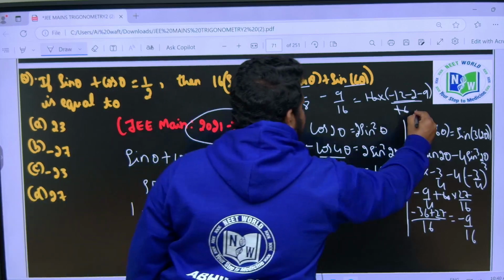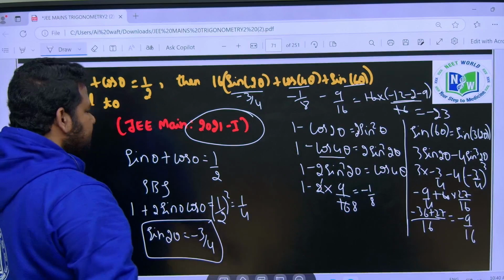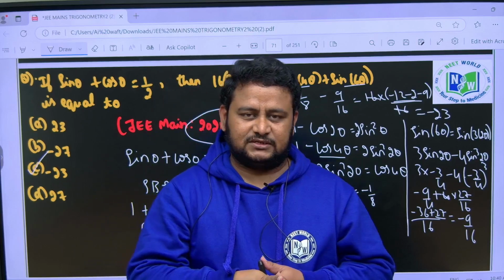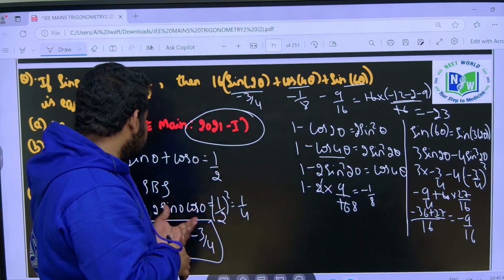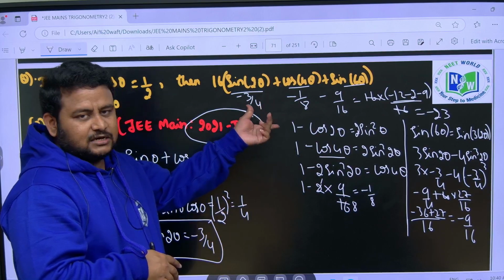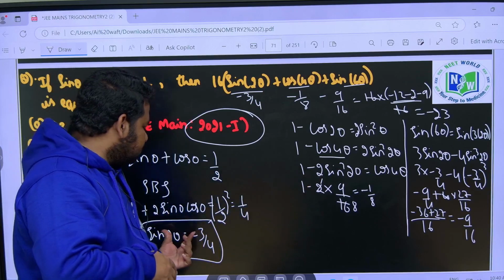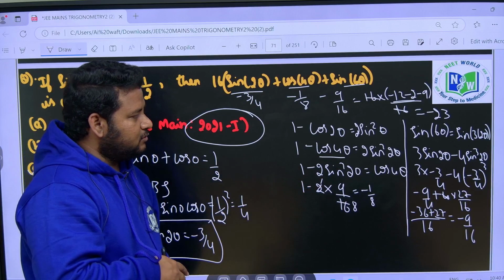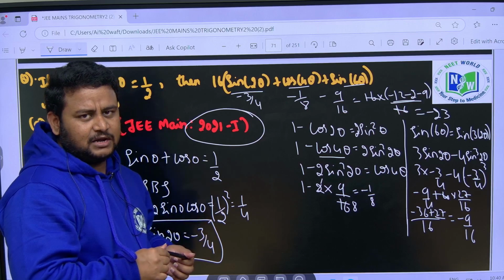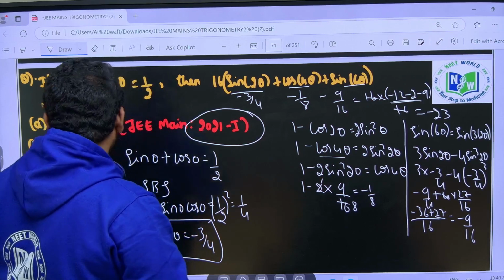So this will be equal to minus 23. So the answer to this question is minus 23. Got it, friends? This is how you solve this question. First you will take this and find the value of sin 2 theta. Similarly, cos 4 theta, you will convert in terms of sin 2 theta. You will get 1 minus 2 sin square 2 theta. Sin 2 theta value you already got, you will put the value. Then for sin 6 theta, you will take the help of the triple angle formula and then solve this question. Got it, friends? Fine.